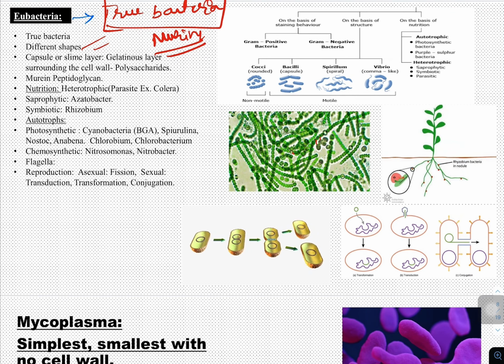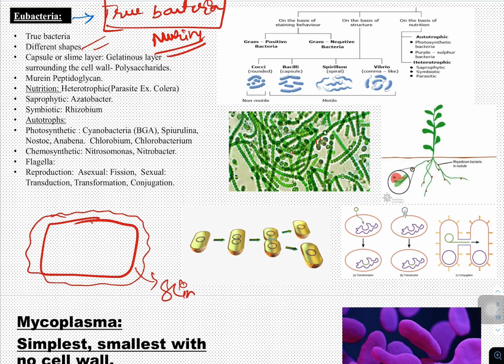Next, the bacterial cell wall has a gelatinous coating called a slime layer. If this layer is made up of protein, then it becomes a hard capsule. If it is not made up of protein and is just polysaccharide, then it is a slime layer. It gives protection to the bacteria. As I told you, the cell wall is made up of murein, which is nothing but a peptidoglycan.